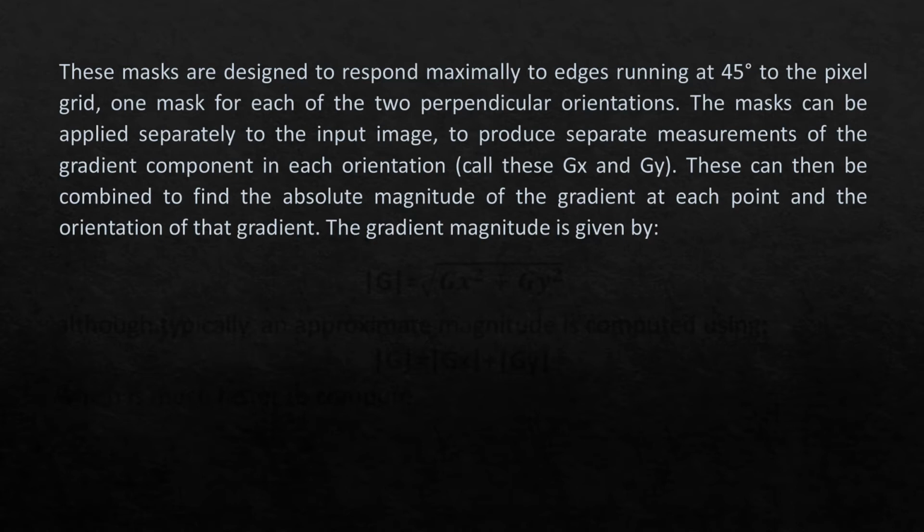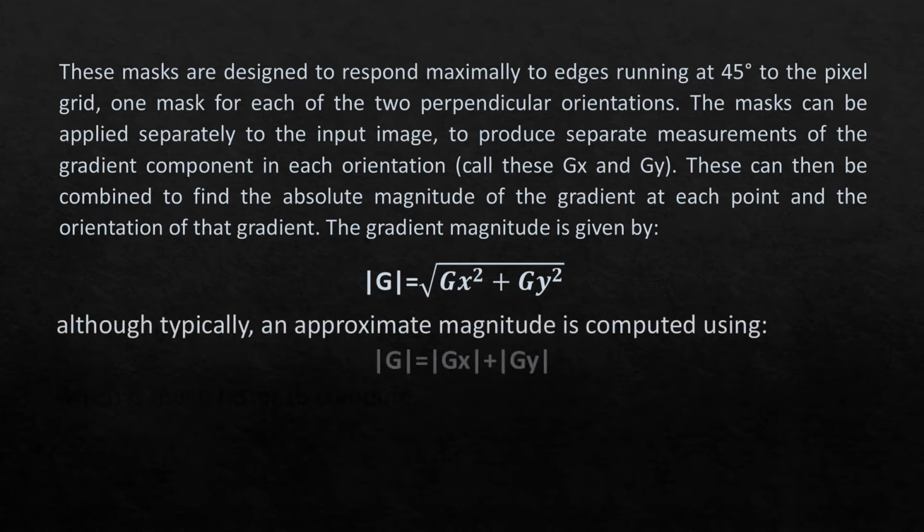Now this mask can be applied separately to the input image to produce two separate images, but we don't need two separate images, we need all the edges in a single image rather than in two different images. So what we do is we combine both of these and take the magnitude by the particular formula, that is square root of gx squared plus gy squared. In most cases, this formula is used, but in special cases, you can also use an alternative formula, though the answer is approximately equal, but may depend in certain cases.